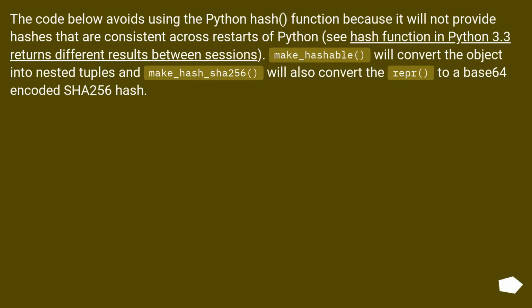The code below avoids using the Python hash function because it will not provide hashes that are consistent across restarts of Python. See: hash function in Python 3.3 returns different results between sessions. make_hashable will convert the object into nested tuples, and make_hash_sha256 will also convert the repr to a base64 encoded SHA256 hash.